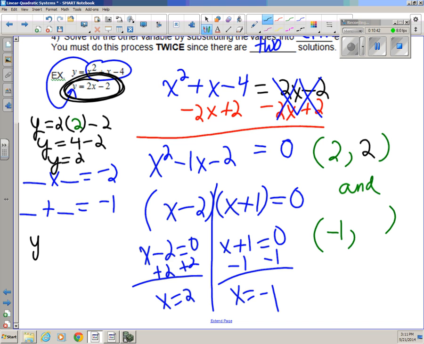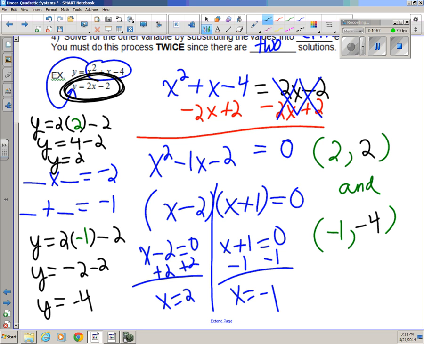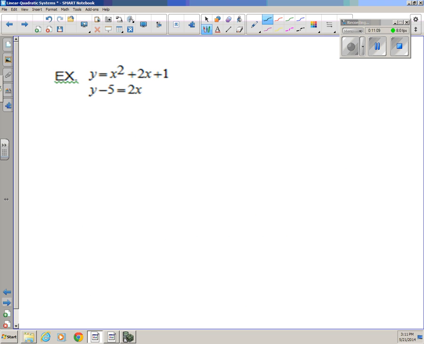If I use that same equation and I test the ordered pair x value of -1 and I do the math, then y equals -2 minus 2, or y equals -4. So these are the two solutions shown algebraically, 2 comma 2 and -1 comma -4. Okay, let's do one more of those examples. Last one that we're going to do, and then you get started on your homework.